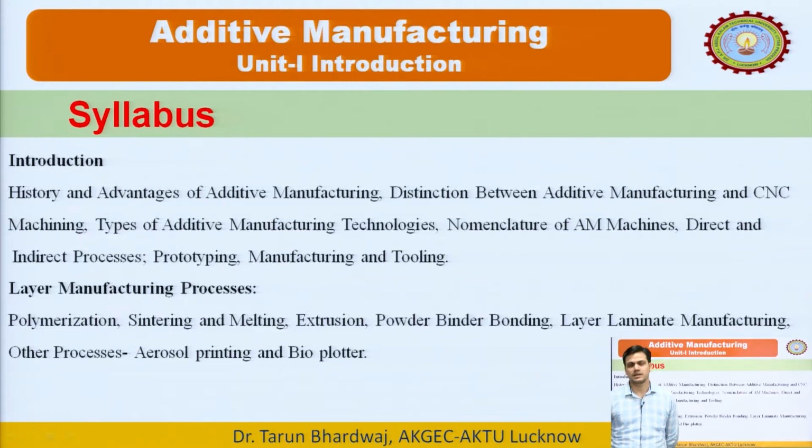Unit number 1 is divided into two parts. The first covers the basic introduction of additive manufacturing, and the second covers the layer manufacturing process, meaning what actually happens in additive manufacturing: polymerization, sintering, melting, extrusion. These are the processes that happen in additive manufacturing technologies. Then powder binding, bonding, and layer laminate manufacturing. There are a few other processes like aerosol printing and the bioplotter that we will discuss in unit number 1.